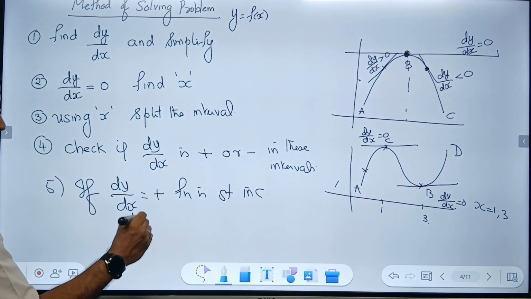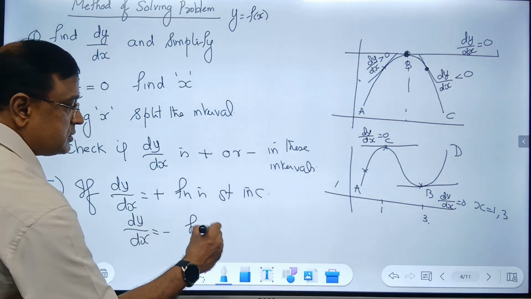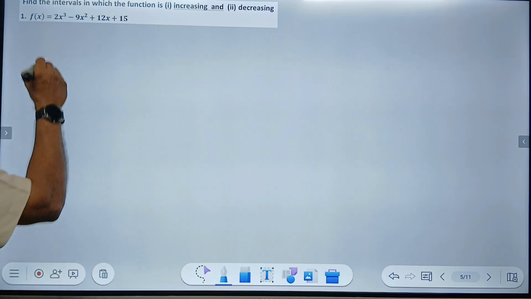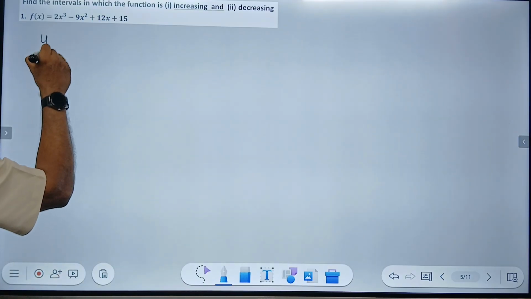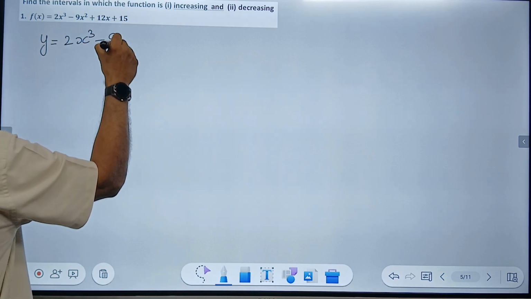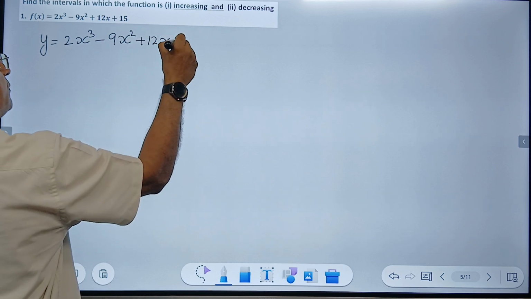Now finally, if dy by dx is positive, you say the function is strictly increasing. If dy by dx is negative, you say the function is strictly decreasing. With the problem, okay? So first you write y equal to 2x cube minus 9x square plus 12x plus 15.